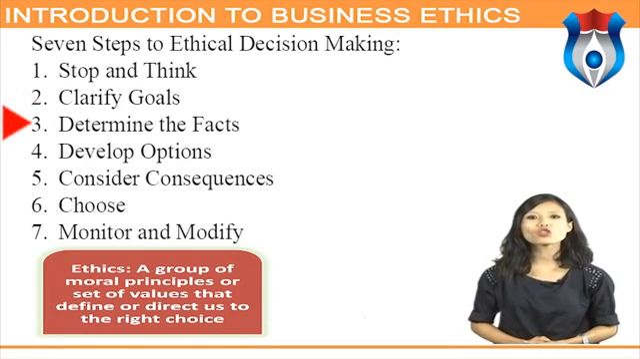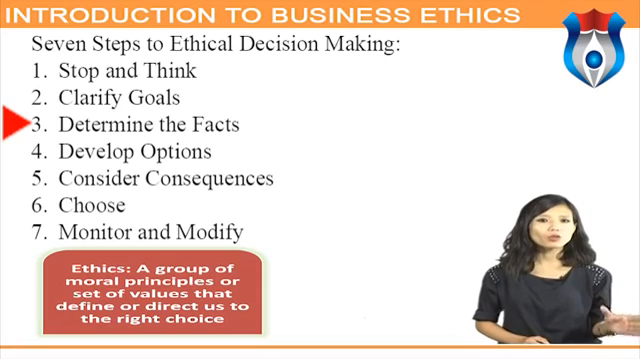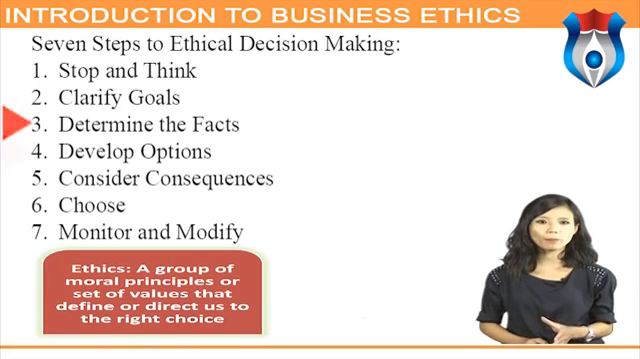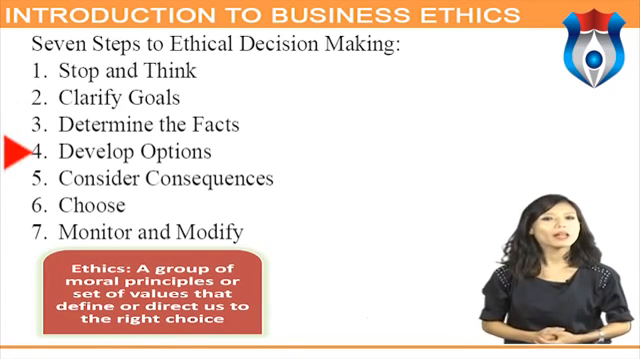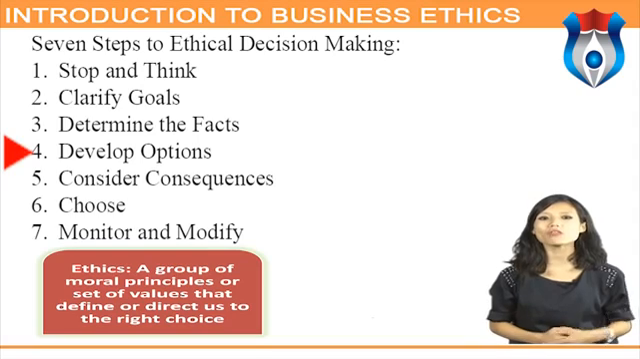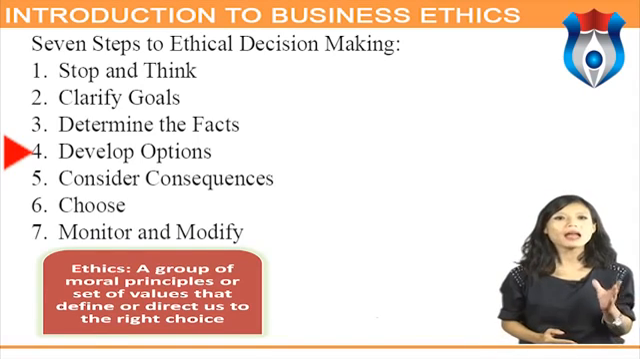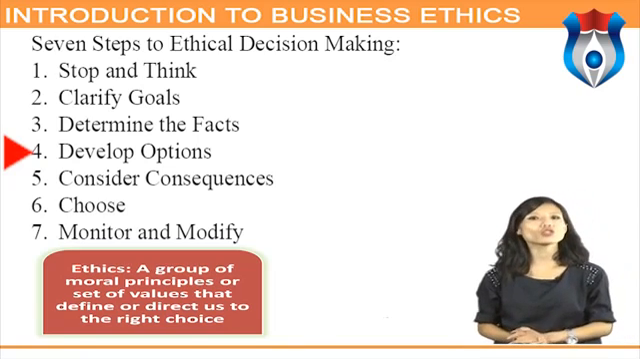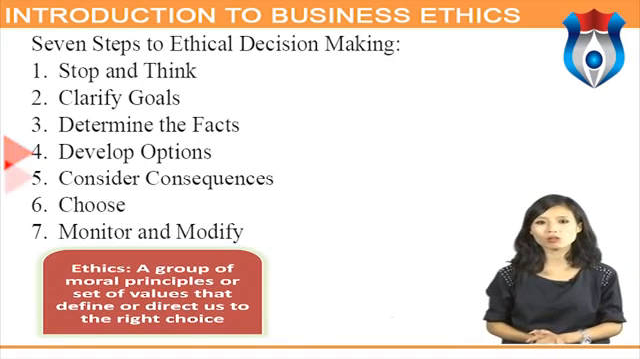Determine the facts. Be sure you have adequate information to support an intelligent choice. You cannot make good decisions if you do not know the facts. To determine the facts, first resolve what you know, then what you need to know. Develop options. Now that you know what you want to achieve and have made your best judgment as to the relevant facts, make a list of options, a set of actions you can take to accomplish your goals.